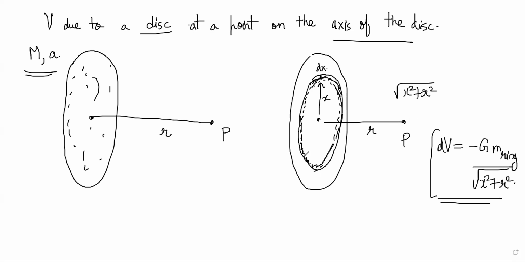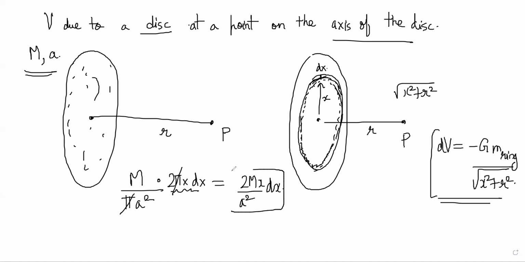The mass of this ring you can calculate by saying that the mass density is M by pi a squared, and the area of this much is 2 pi x into dx. 2 pi x is the perimeter, dx is the thickness. So the area will be the product of the perimeter and the thickness. So pi gets cancelled and you get 2Mx by a squared dx. So that is the mass of the ring. So now you will get minus G 2Mx by a squared, over root over x squared plus r squared, dx.